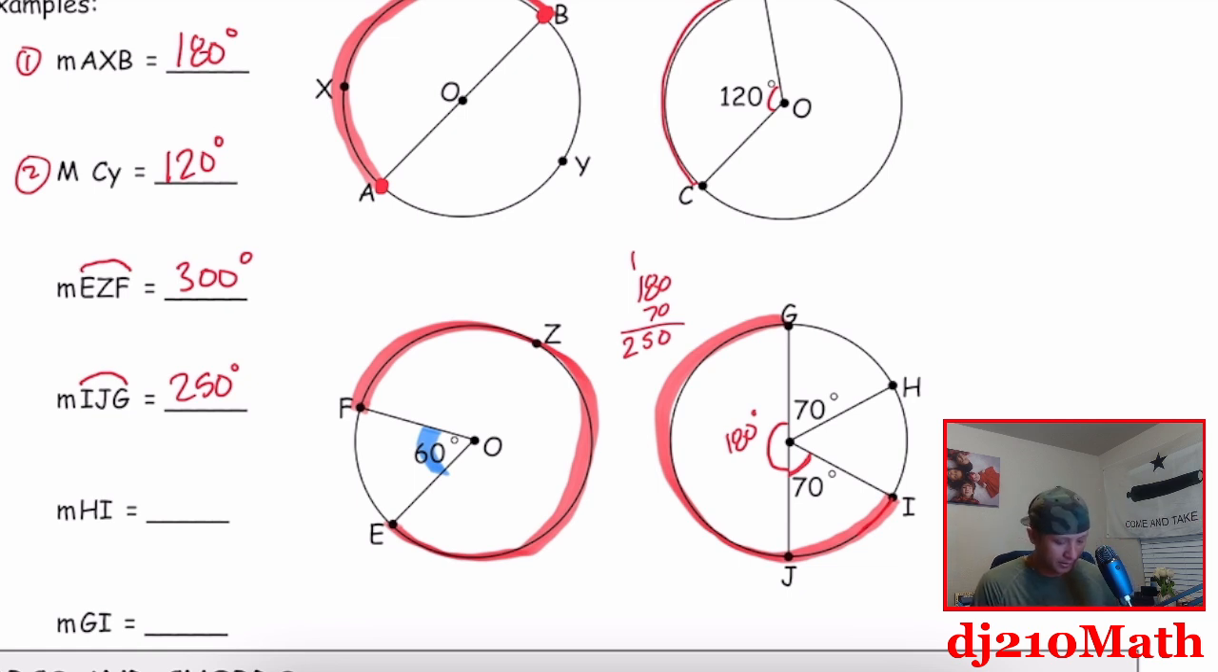250. Okay, measure of HI. Again, this is the arc HI. We'll do it in blue.